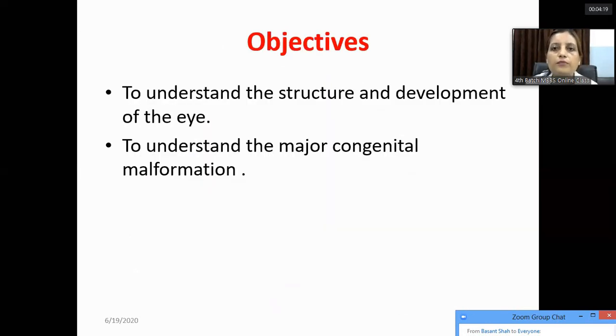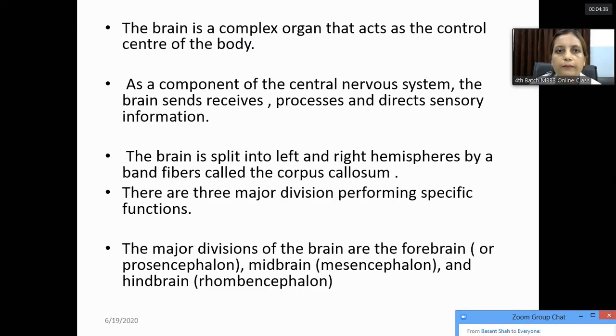So what is the objective of studying this embryology? All of you have studied in first year and second year, but still we will revise something. The objective is to understand the structure and development of the eye and to understand the major congenital anomalies. So, coming back to where the eyeball started, a little bit of revision about the brain.